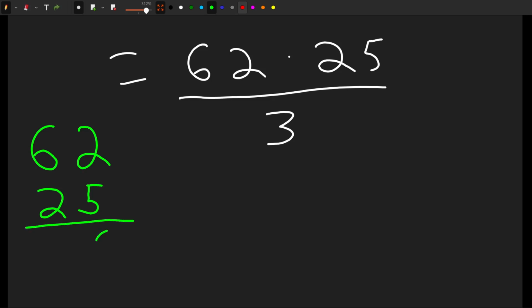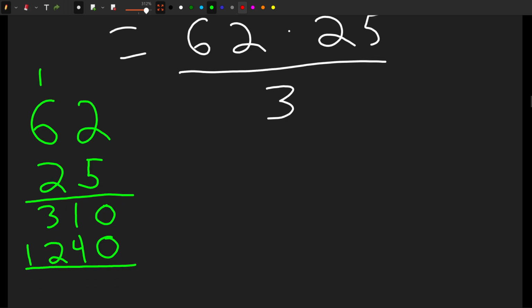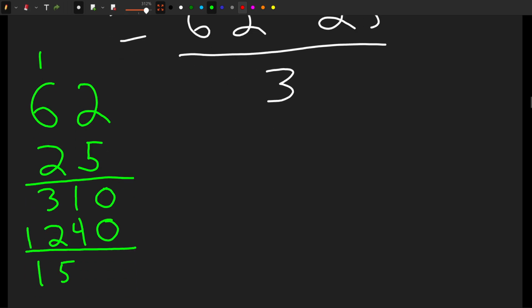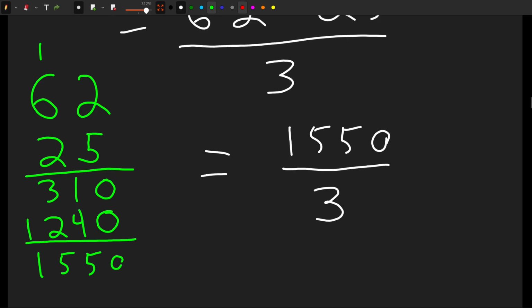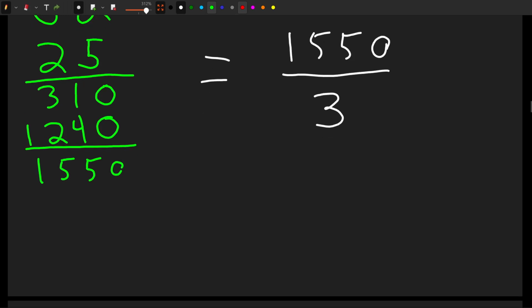5 times 2 is 10, carry the 1. 6 times 5 is 30, carry the 1. I'll add the 1 back, we're going to get 310. Now we add a 0. 2 times 2 is 4. 2 times 6 is 12. Add it all together, now we get 1550. And so my numerator for this giant fraction is going to be 1550 over 3. And now I just need to divide that all out.